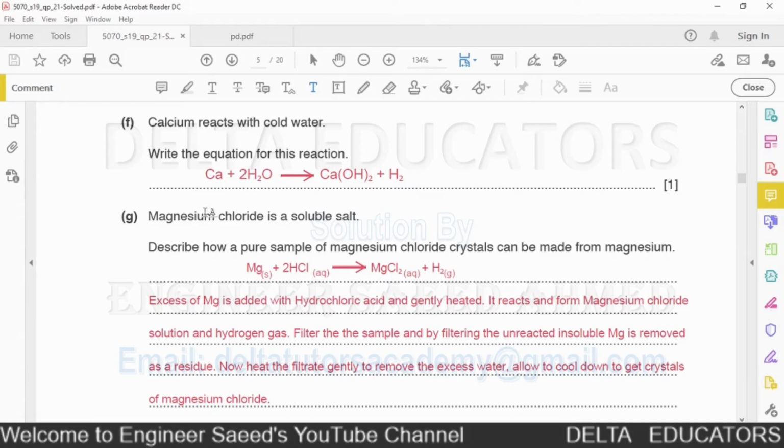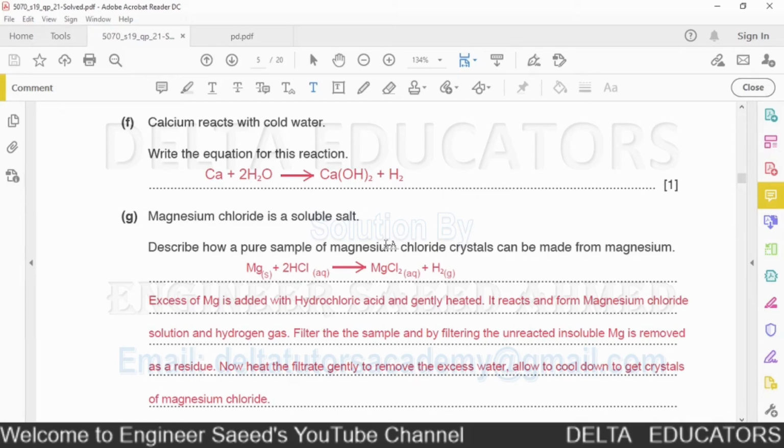We react excess of magnesium with hydrochloric acid. When we react excess of magnesium with hydrochloric acid, these two react together and we get magnesium chloride, and hydrogen gas is liberated. Since we have taken excess of magnesium, some of the magnesium is unreacted. This magnesium is insoluble, this magnesium chloride is soluble. So we will filter the solution. This magnesium will be separated as a residue and in the solution we will get this magnesium chloride.